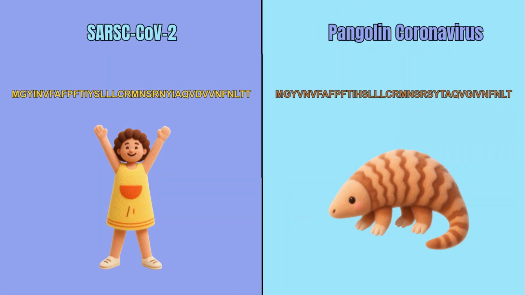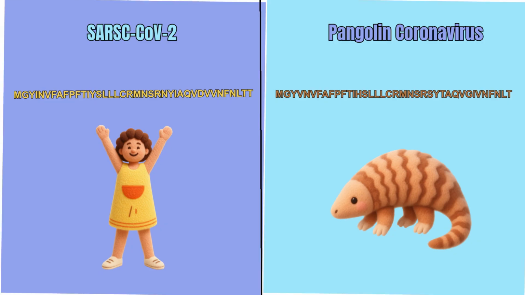So my dataset consists of two protein sequences. The first one corresponds to the SARS-CoV-2 virus, and the second one to a pangolin coronavirus sequence. Although this is a small dataset, it allows us to apply sequence comparison methods and understand how similarity is evaluated.